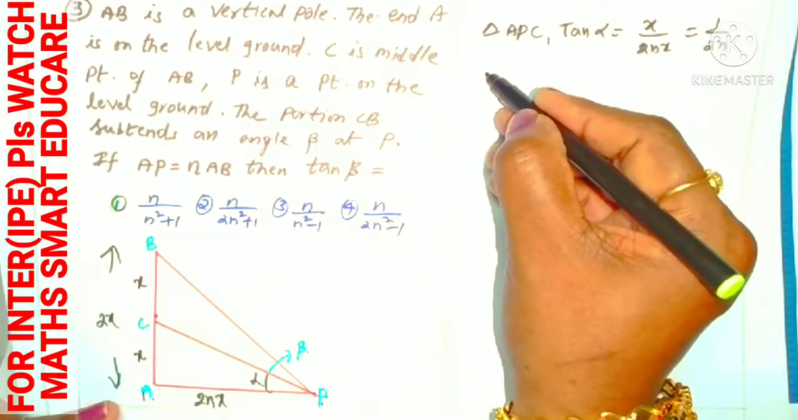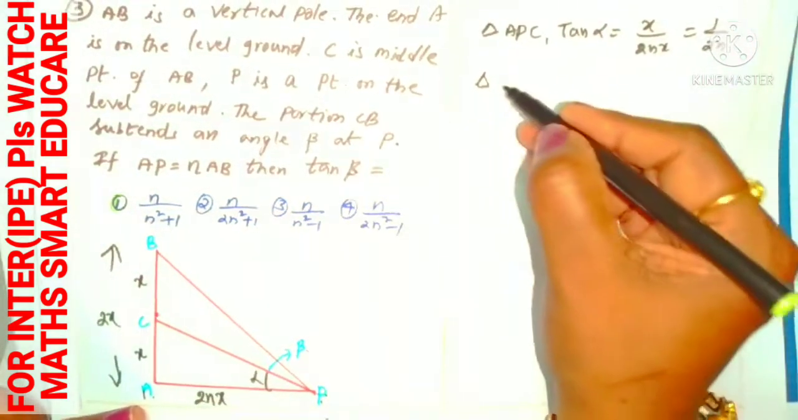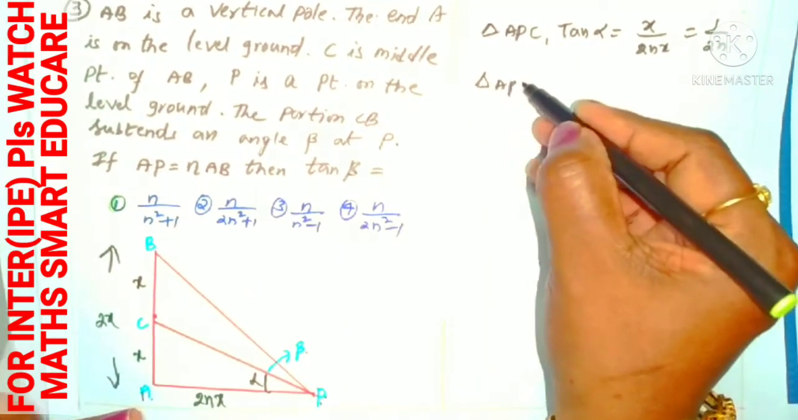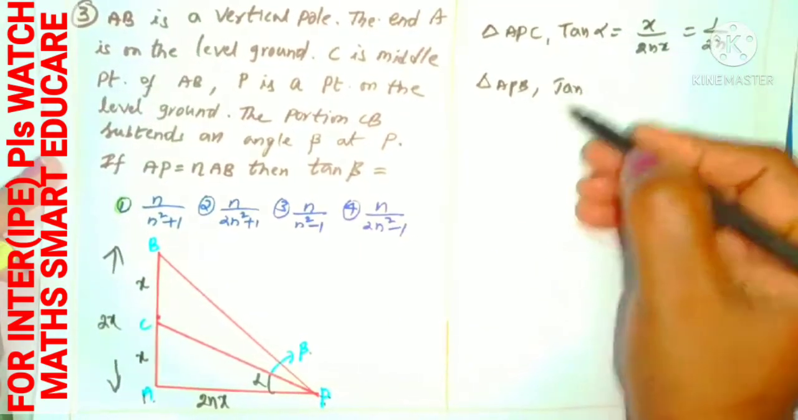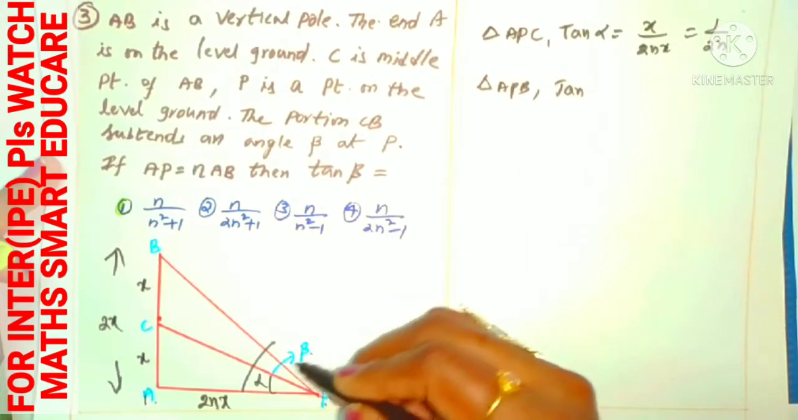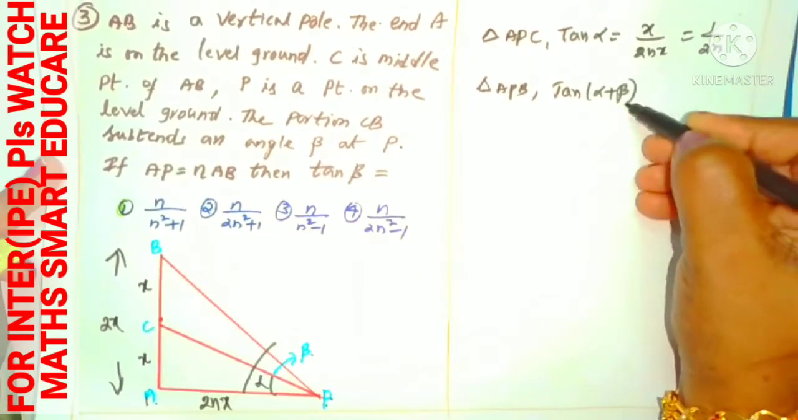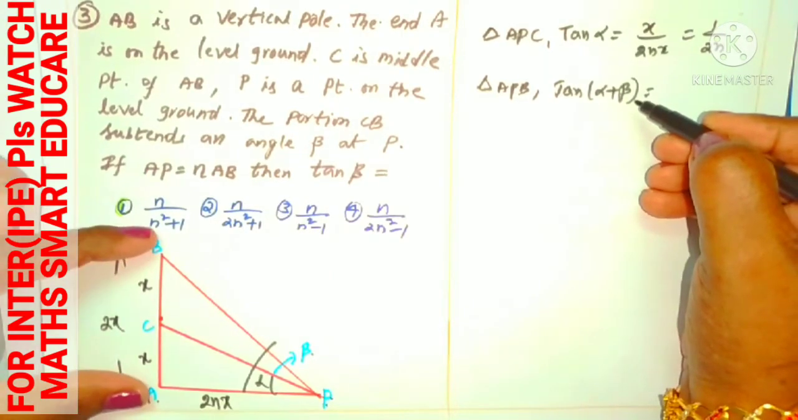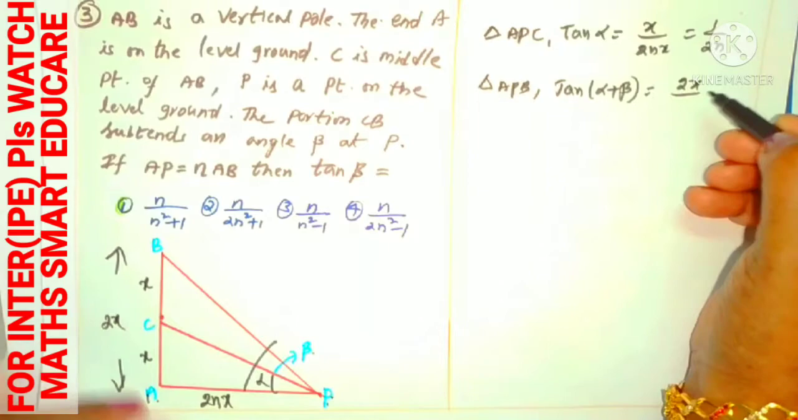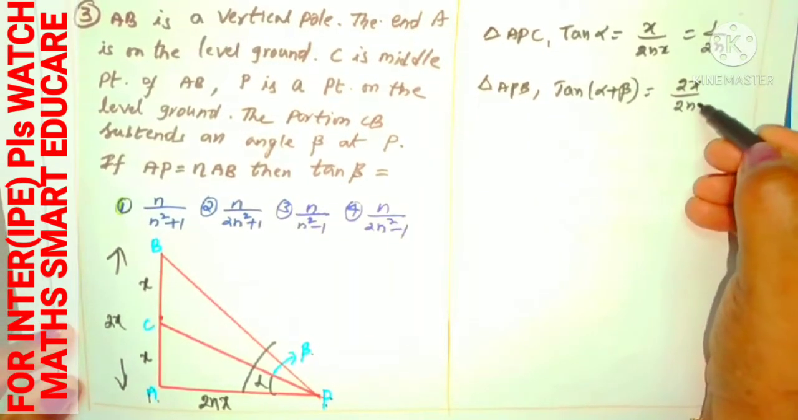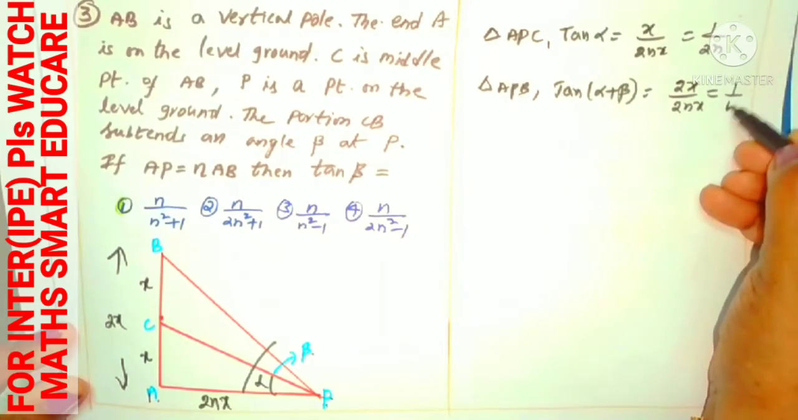And what is one more right angle triangle? Triangle APB. From triangle APB, what is the total angle? Here alpha, here beta, which means the total is alpha plus beta. Tan of alpha plus beta: what is the opposite side here? The total height is 2x, by the adjacent side 2nx. What happened here? x cancels, and 1 by n is left over.